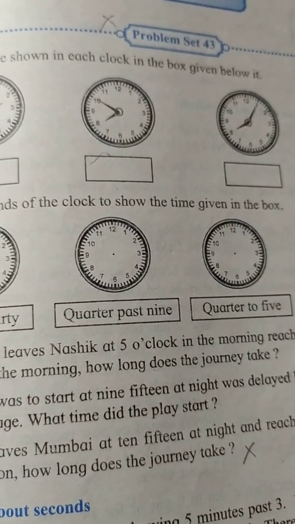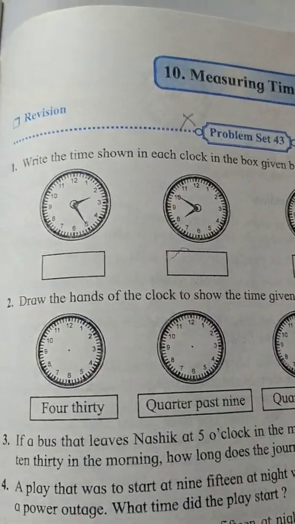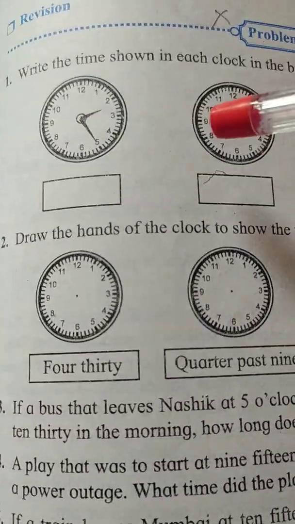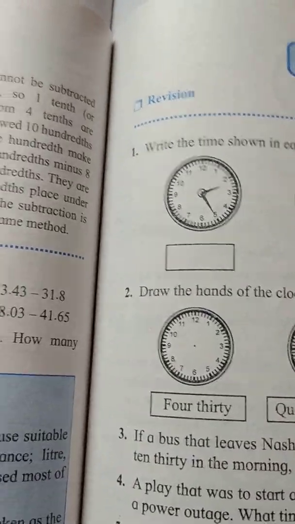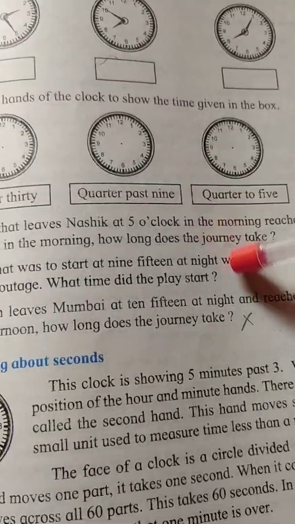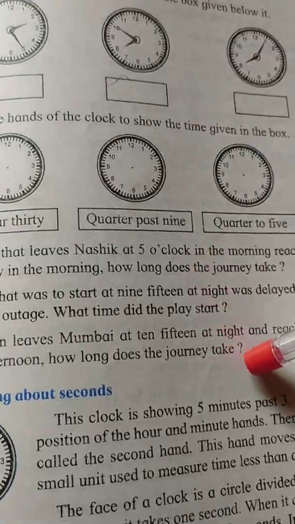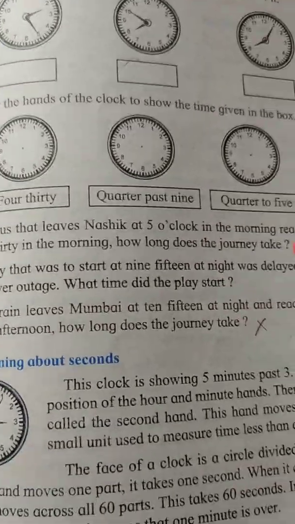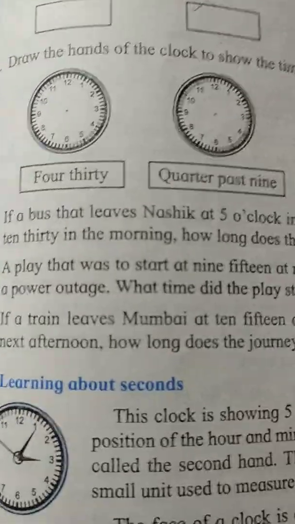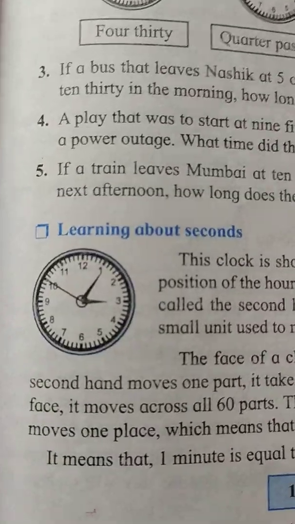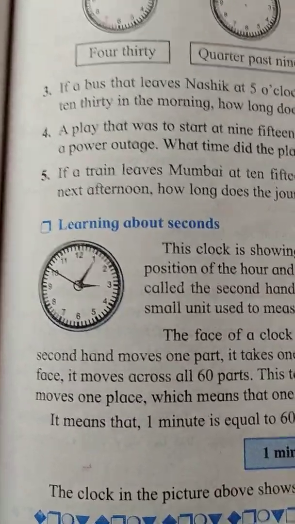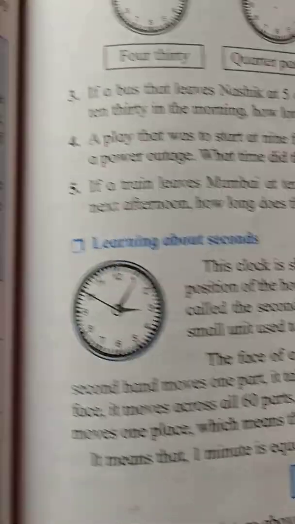We now start with a new chapter, chapter number 10, measuring time. Now here the first part of the chapter, from here till here, this revision, is omitted for you. So this is not going to be asked for your exam. Okay, this part is omitted. We start with the next part, learning about seconds. Now here basically we are going to start to understand how to see the time.